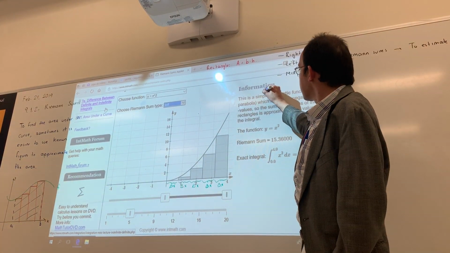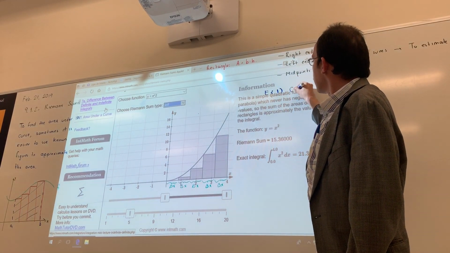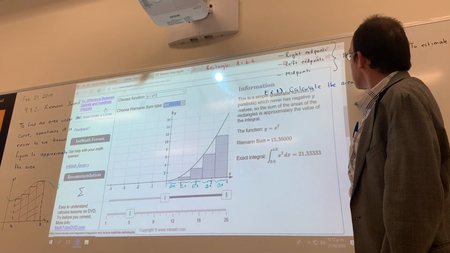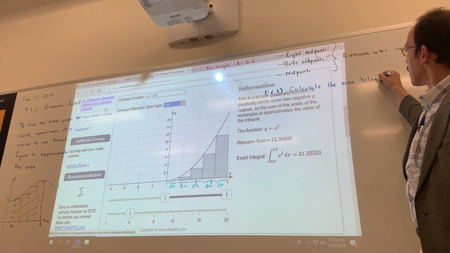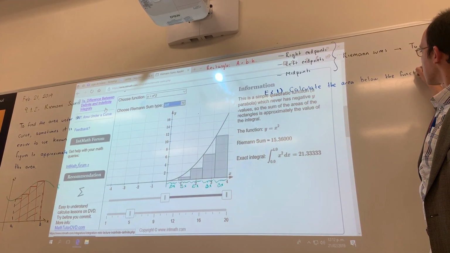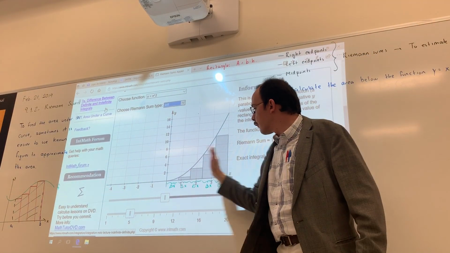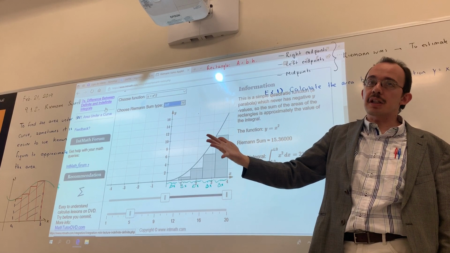Let's say that I want to calculate the area below the function y equal to x squared between 0 and 4. Okay? This is my question. Calculate the area below the function y equals x squared, where x belongs to 0 to 4. That is, from 0 to 4, I want to calculate the area using the Riemann sums.